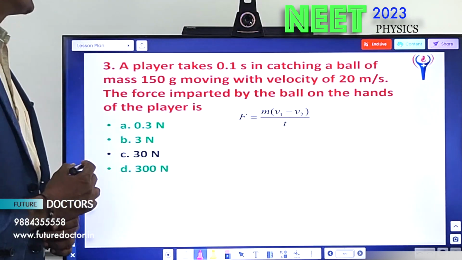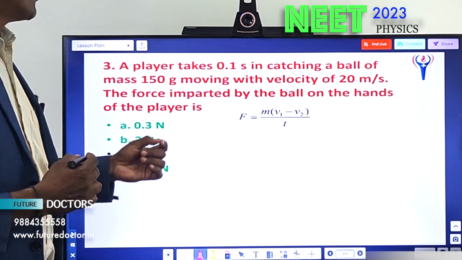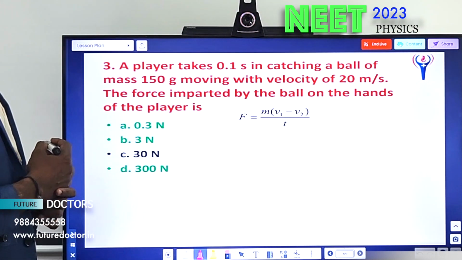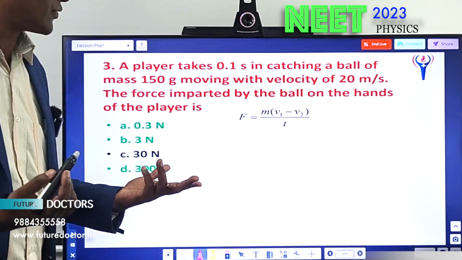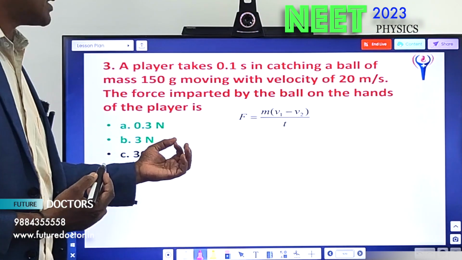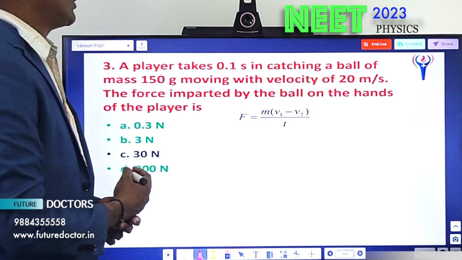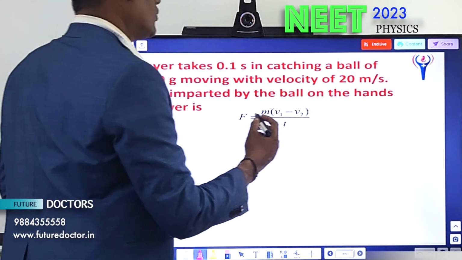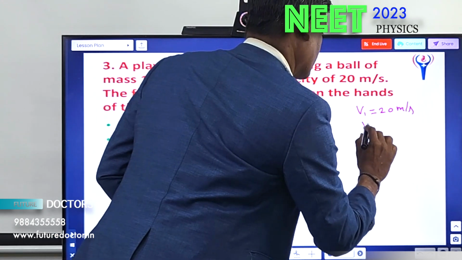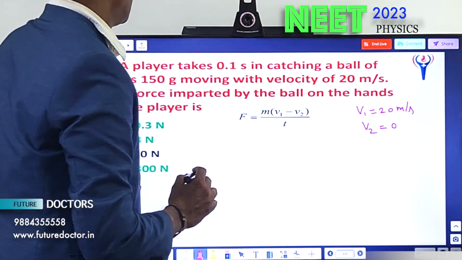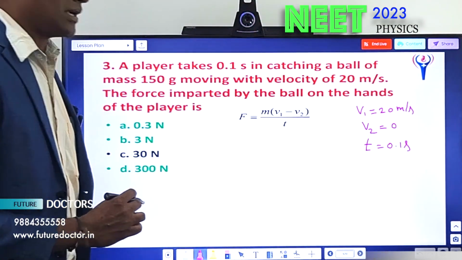A player takes 0.1 second in catching a ball of mass 150 gram moving with velocity of 20 meter per second. The force imparted by the ball on the hands of the player is, from Newton's second law only, force acting is nothing but rate of change of momentum. F equal to m into v1 minus v2 divided by time, where v1 is 20 meter per second and v2 is 0, and time is given 0.1 second. Substitute this here.